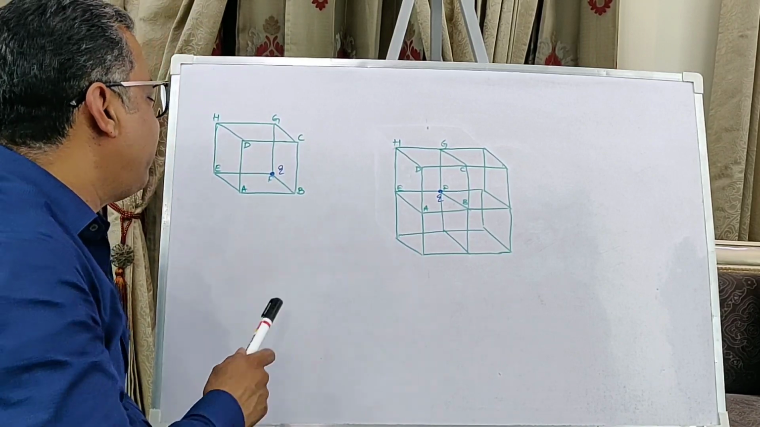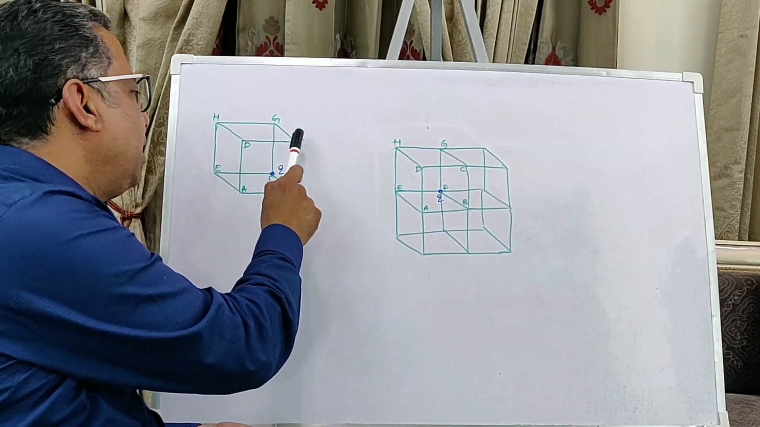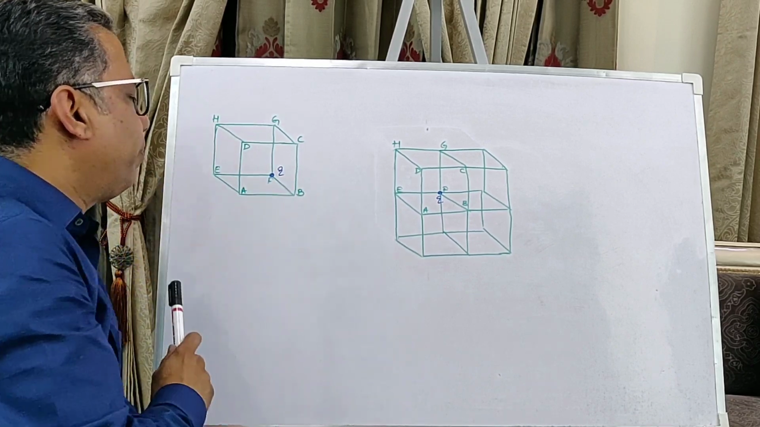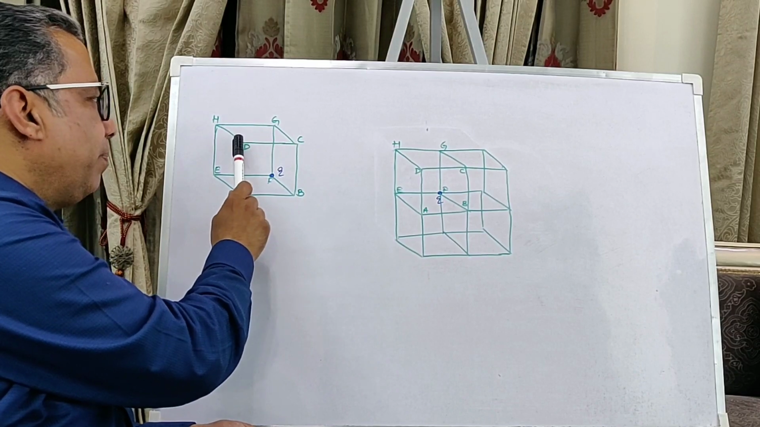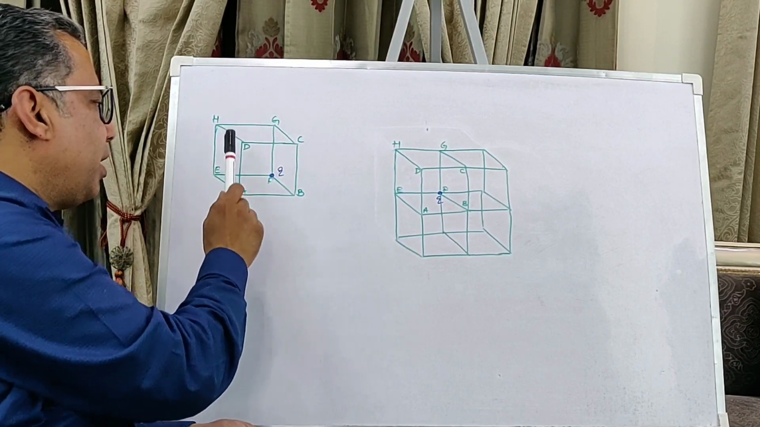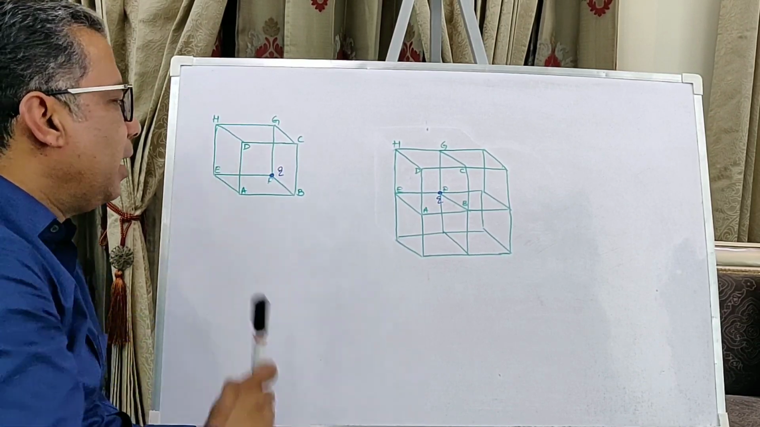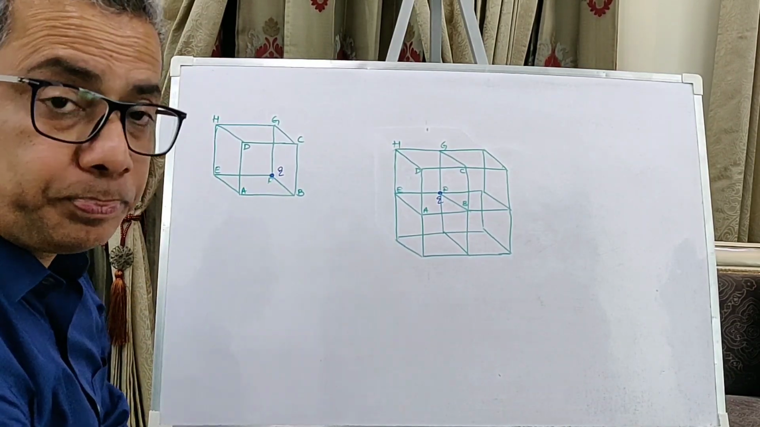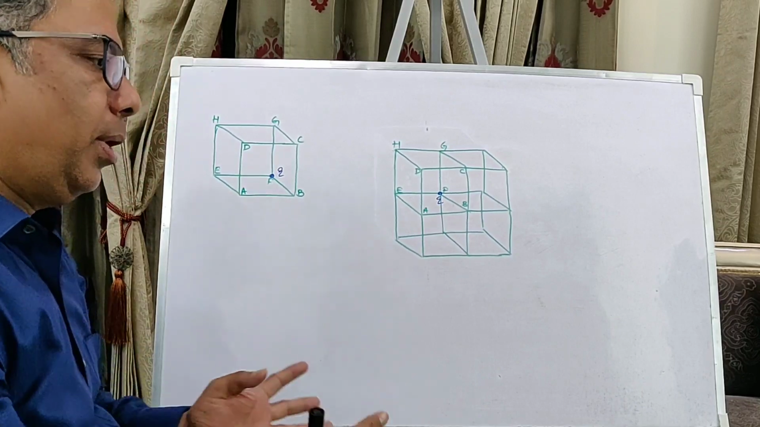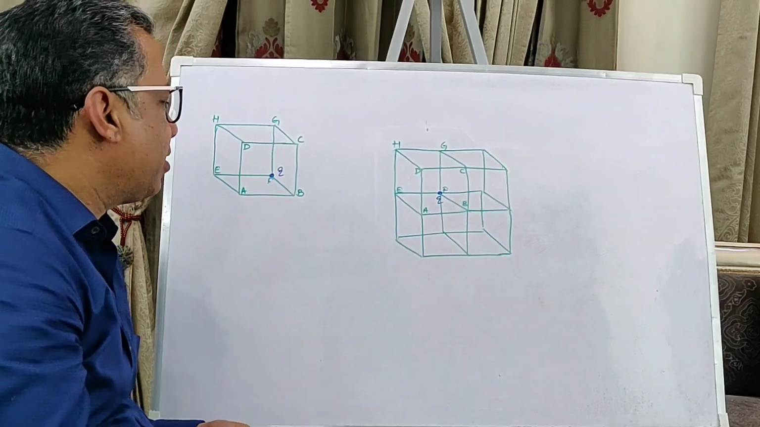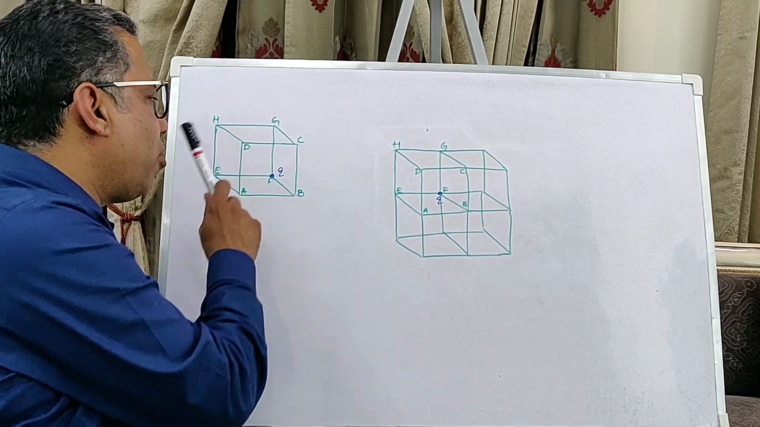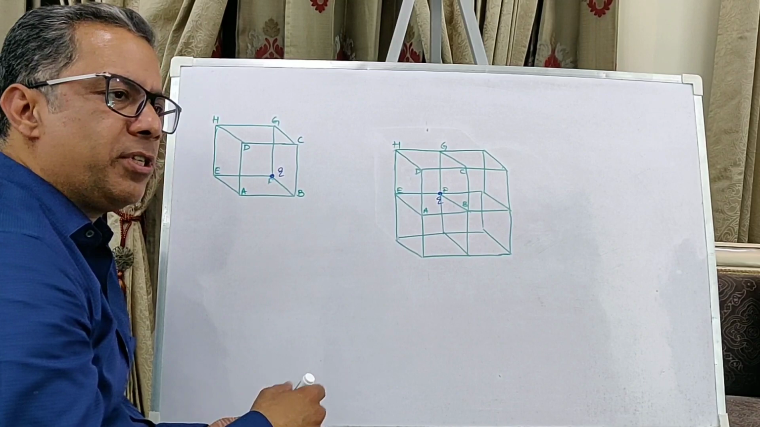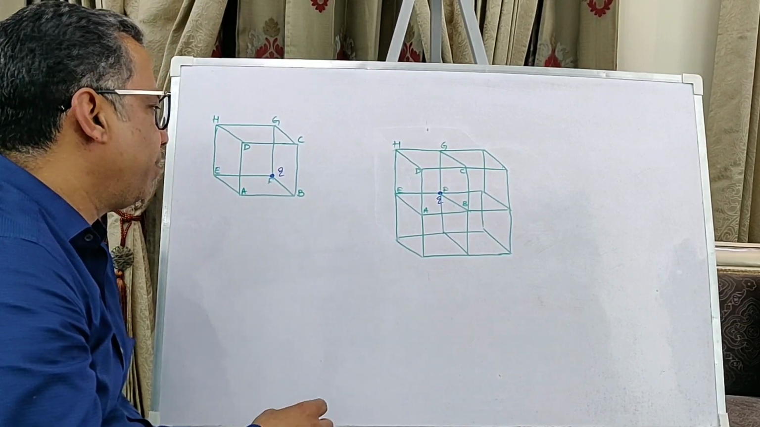Then there are three other surfaces, ABCD, DCGH and ADHE. These three are not in contact with charge Q. So there will be one value of flux for the surfaces which are not in contact, and another value of flux for surfaces which are in contact.